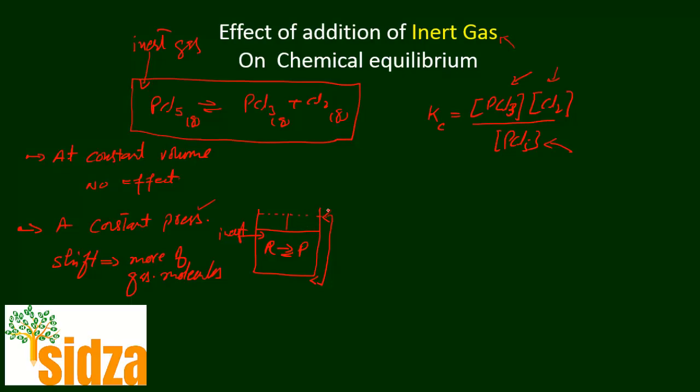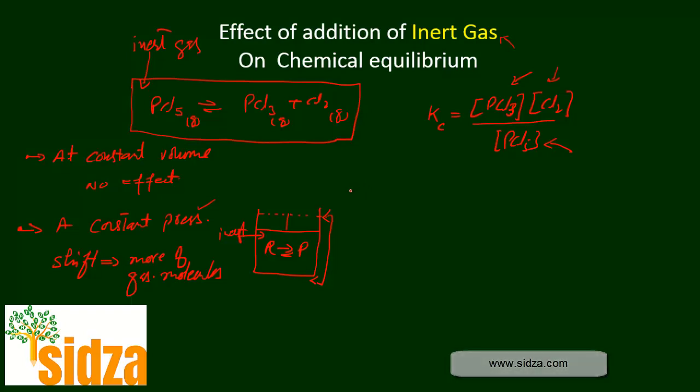When the volume increases, the molar concentrations of all those terms will decrease. I'll repeat it. The molar concentrations of PCl3, Cl2 and PCl5 are all going to decrease because the volume increases. Initially you had a smaller volume. Now when you add an inert gas, the volume has to increase, and the molar concentrations of all these terms will decrease, because concentration is the number of moles divided by the volume, right?